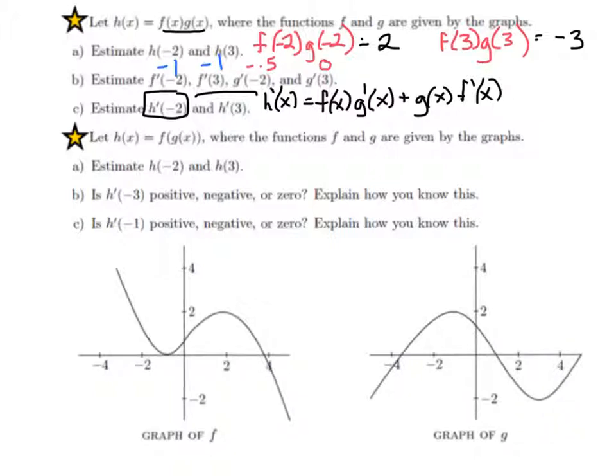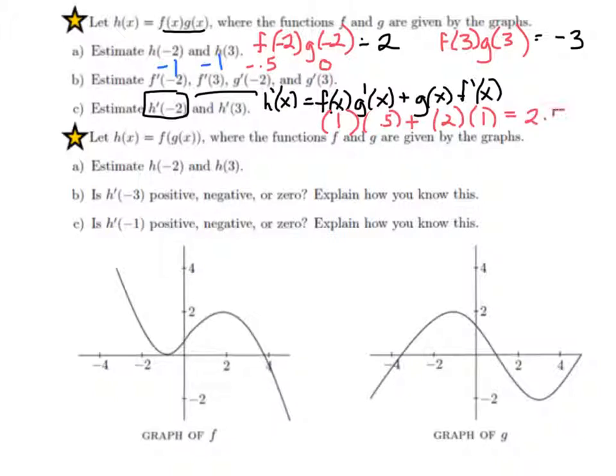Like that. Okay. So now it was h prime of negative 2, so we know what f of negative 2 is. We'd already figured out that that was 1. We figured out that g prime of negative 2 is 0.5. See, we did all this above, so it goes pretty quick. G of negative 2 we said was 2, and f prime of negative 2 we said was negative 1. So we end up with positive 0.5 plus 2, so we get about 2.5.